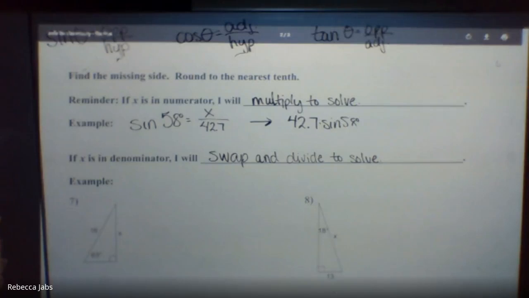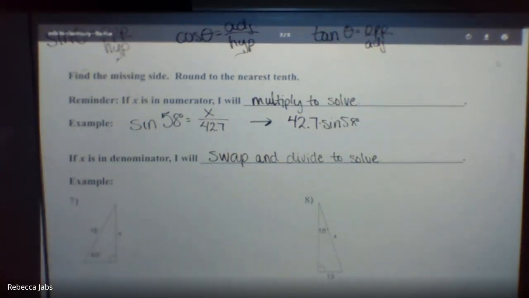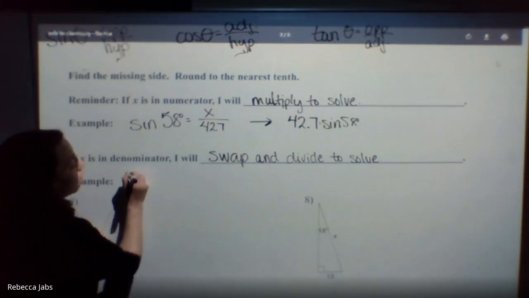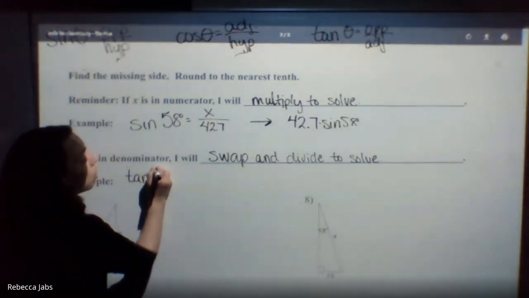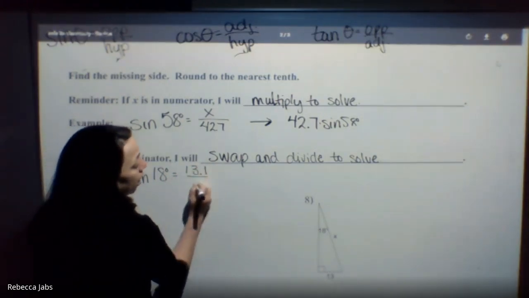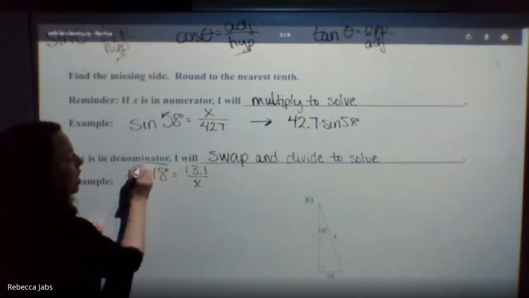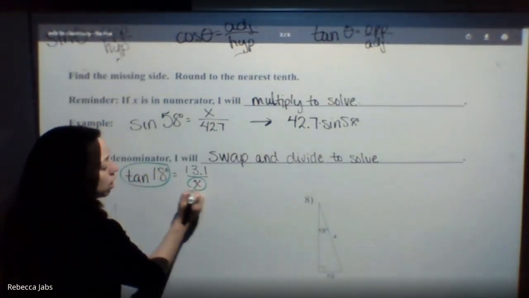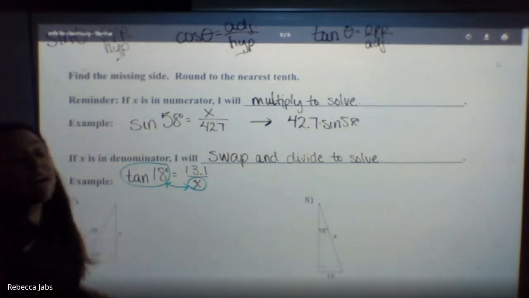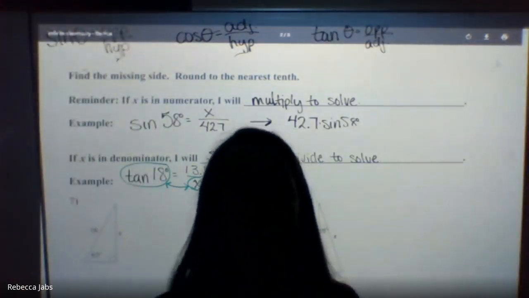If x is in the denominator, I will swap and divide to solve. So let's look at an example of that. Let's say your original ratio looked like tangent of 18 degrees equals 13.1 over x. Does everybody see how x is in the denominator there? Since x is in the denominator, I'm going to circle these two things in my green pen just so we can see a little bit more. I am physically going to pick up those two things and swap their spots.